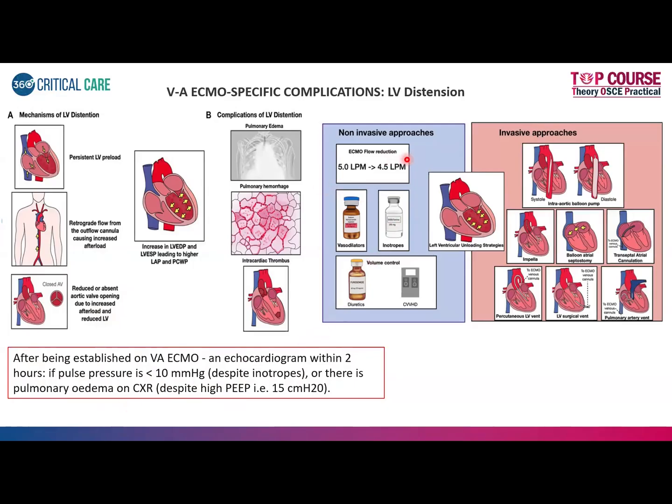So we decrease the flows and keep the patient on vasodilators, inotropes, and diuretics; dialysis might be needed. Apart from that, any LV unloading strategies, for example IABP, other mechanical circulatory devices, balloon atrial septostomy, atrial transseptal cannulation, percutaneous LV vent, LV surgical vent, or pulmonary artery vent. These are the invasive approaches that we have for LV unloading. So for LV distension, go for a non-invasive approach or an invasive approach.